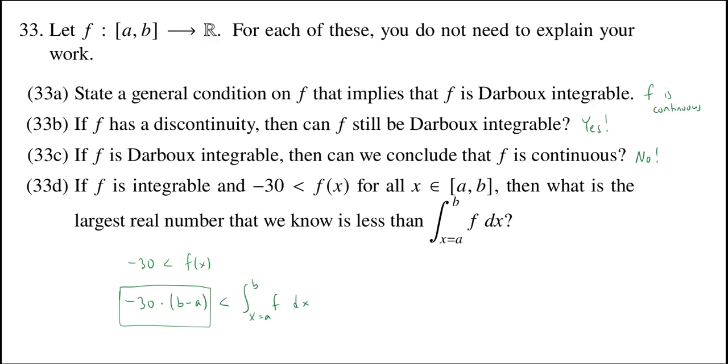And in fact, if you look at the special case where negative 30 was equal to f of x at some point, the infimum of f of x, then if we started computing all these lower sums, this negative 30 is the infimum for one portion. And if I replaced all the other infimums with negative 30, I'm just getting a smaller answer. But it could be that everything is at negative 30. That could be also. So we can't do any better than this. So there you go. That is the largest real number that we know is less than the integral.